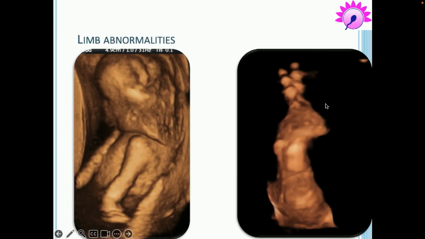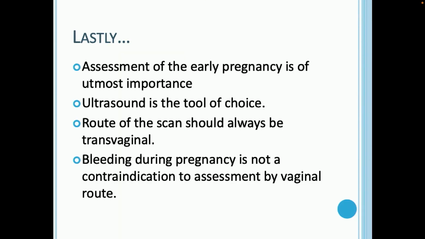Major limb defects, absence of limbs or part of the limbs, cannot be missed in the first trimester. That means these are the abnormalities you can diagnose in the first trimester, and must diagnose in the first trimester for sure. Major cardiac abnormalities like single ventricle and so on have to be diagnosed in the first trimester. Lastly, assessment of the early pregnancy is of utmost importance.